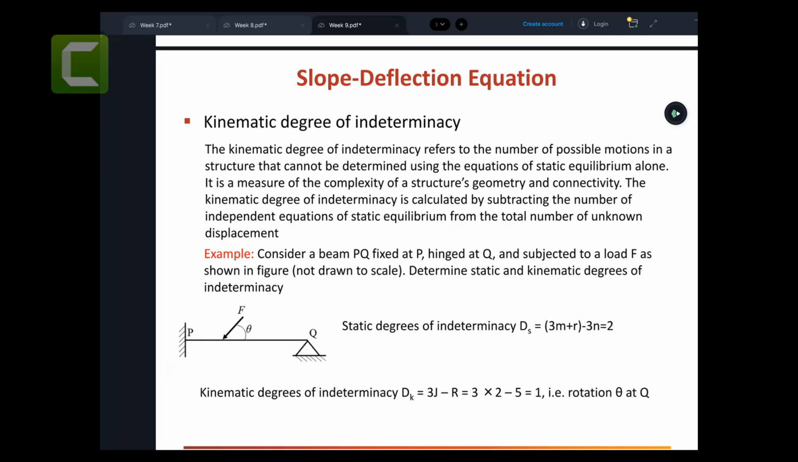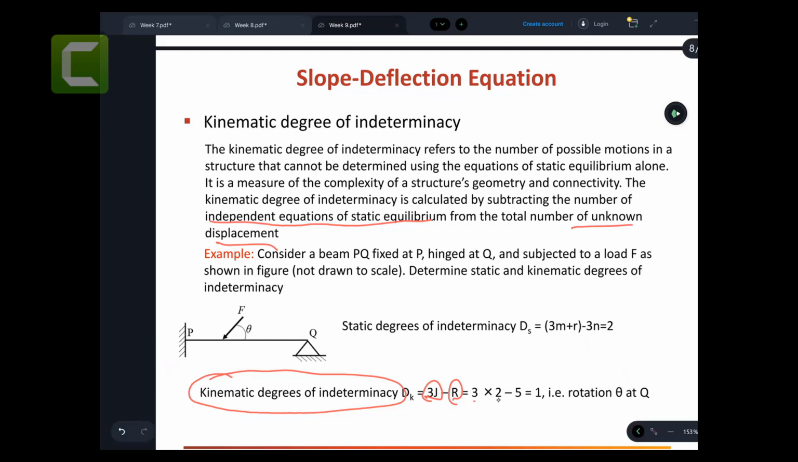Now, this week I'm introducing a new terminology, which is the kinematic degree of indeterminacy, DK. The equation I just put there for you to understand is 3j minus r, where j is the number of joints. By the way, that is the same thing as the definition: how many equilibrium equations, and how many unknown displacements you have. So in this case, you have 3 times 2.